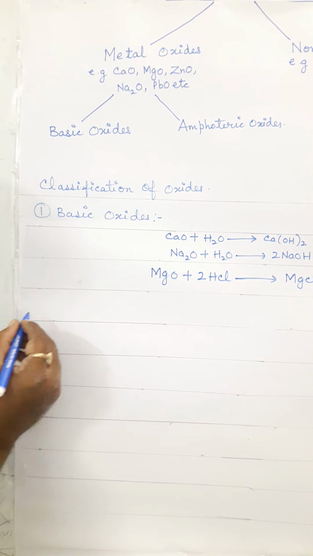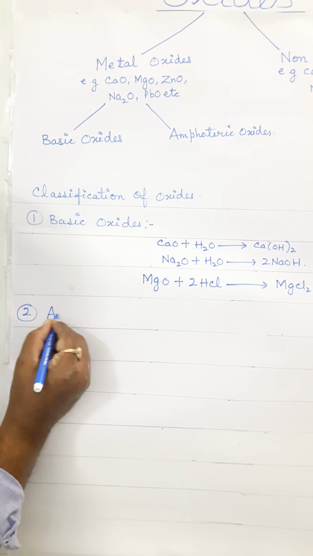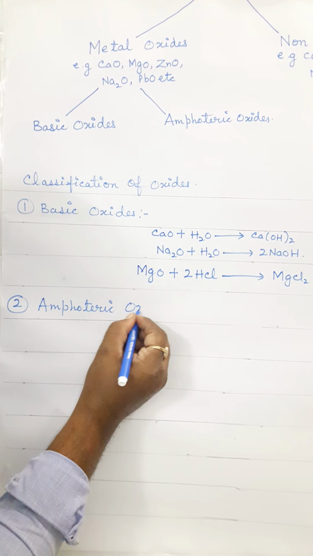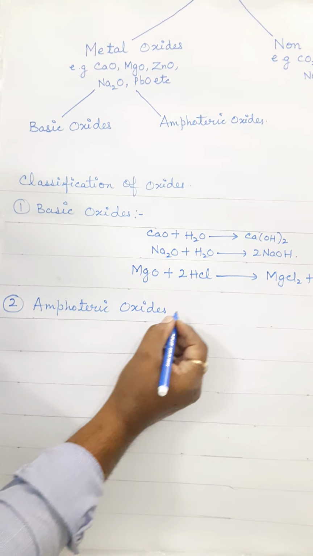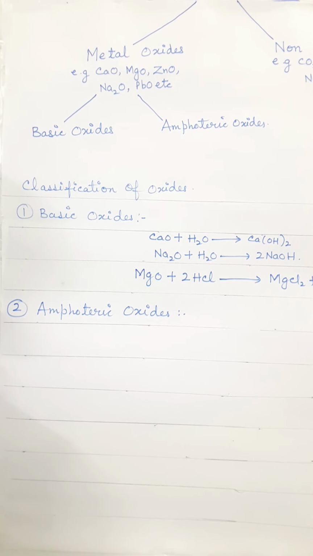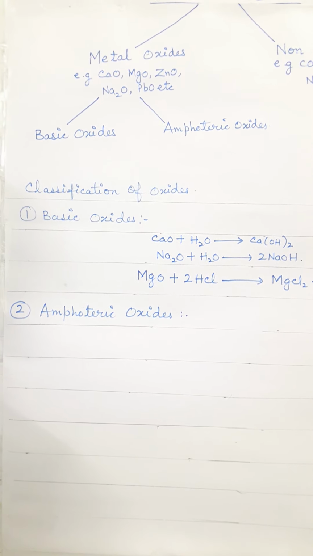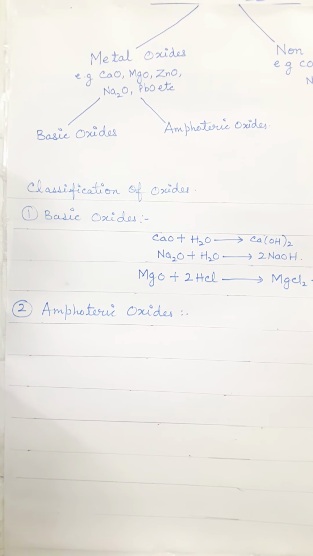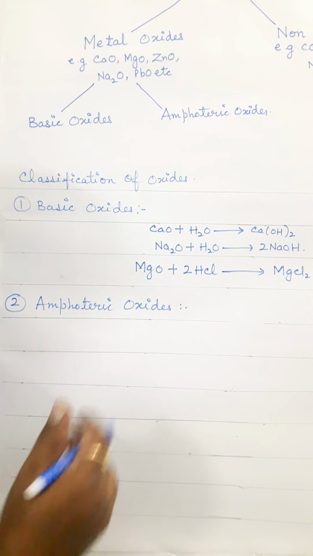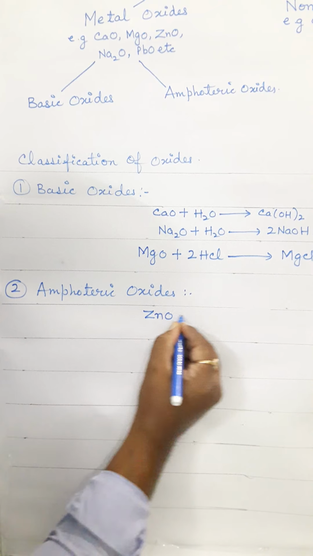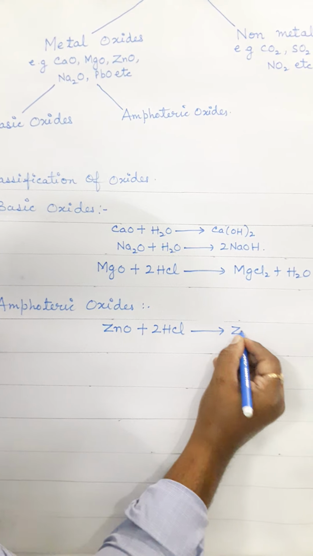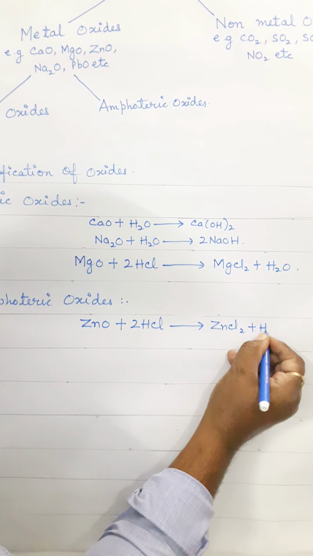Now we will come to the second type of oxide, amphoteric oxides. Amphoteric oxides are also metal oxides which show both acidic and basic properties, which means in certain reactions they act as acids, in certain other reactions they act as bases. Let us see this with the help of reactions. Now ZnO is an amphoteric oxide. It reacts with hydrochloric acid to form ZnCl2 plus H2O.